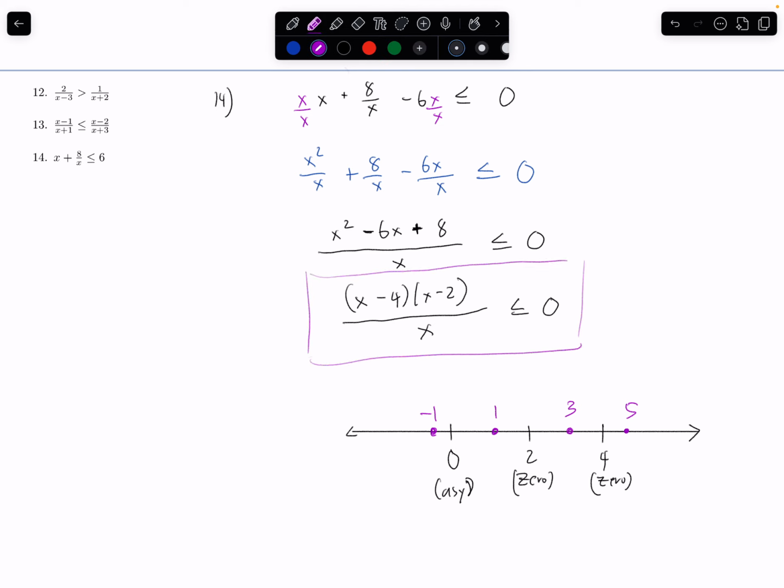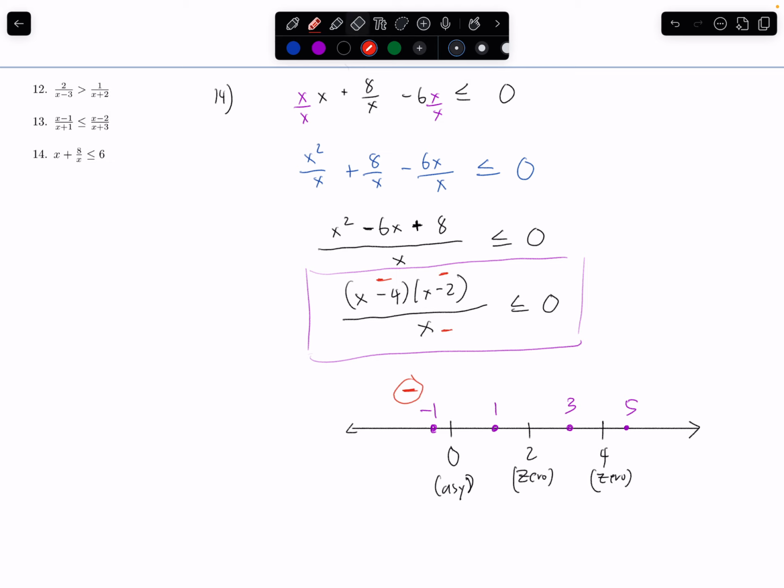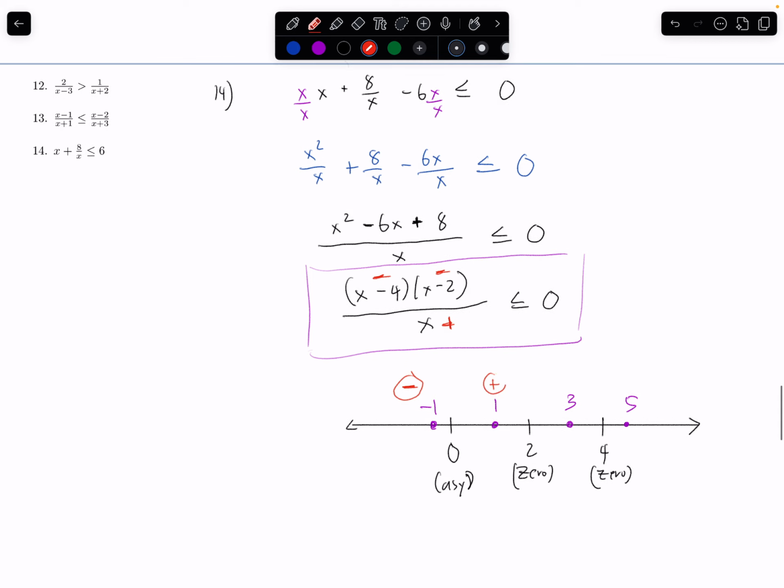Okay, so I'm gonna plug in -1 first. If I plug in -1, -1 minus 4 is negative. -1 minus 2, negative. -1 on the bottom, negative. Negative makes a negative overall. Okay, next I'm gonna check the +1. +1 minus 4 is negative. +1 minus 2 is negative. +1 on the bottom is positive. I started off writing a negative. That's positive, okay? Two negatives and a positive make a positive, right? Okay, on to the next one.